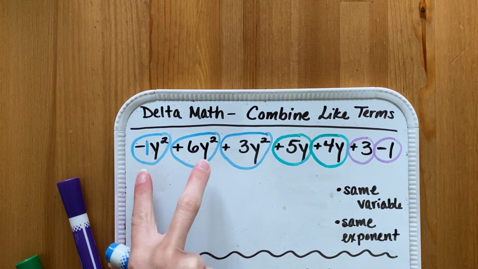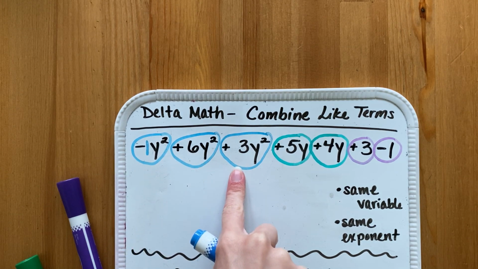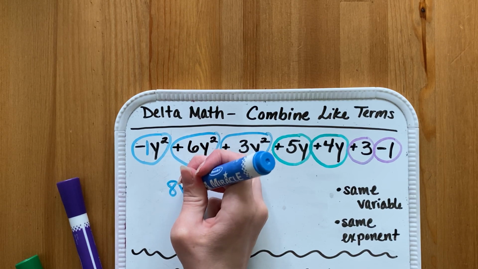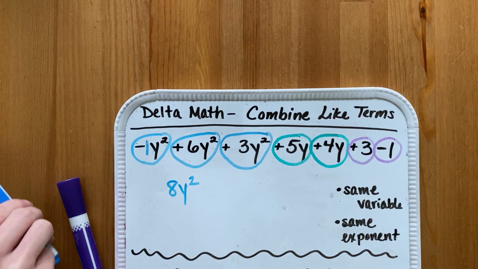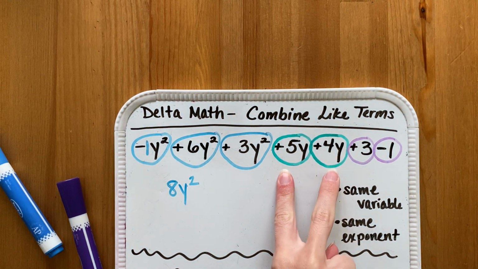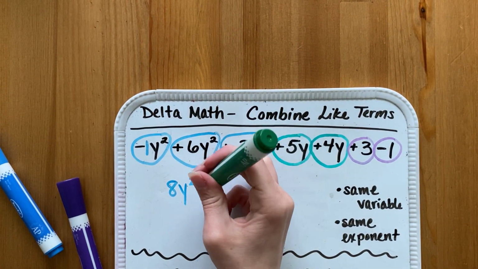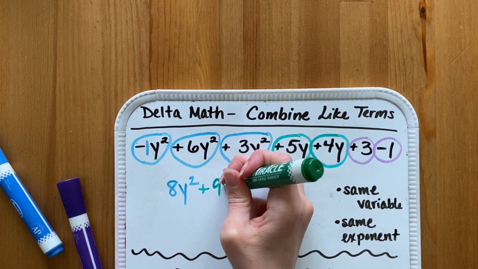So -1 plus 6 is going to make 5, and 5 plus 3 is going to make 8. So I will have 8y squared coming from those blue terms. Looking at my green set of terms, I have a +5y plus another 4y, which will make a +9y. The positive is going to dictate the plus sign there in the middle, so plus 9y.